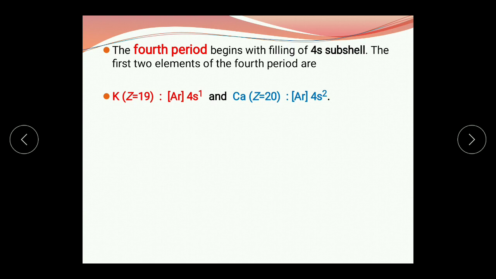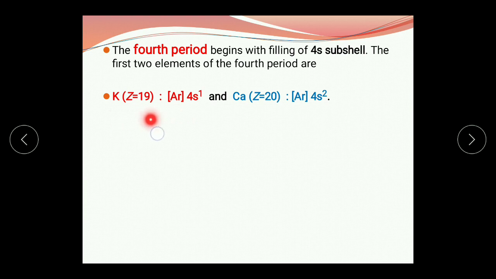Neon for the second period. Third period, which element has a complete octet? That is argon, atomic number 18. The electronic configuration of argon is 1s2, 2s2, 2p6, 3s2, 3p6. That is total 18. And after argon, only one electron is there. That means 19. That one electron will go to the fourth shell with the s subshell, that is 4s1.